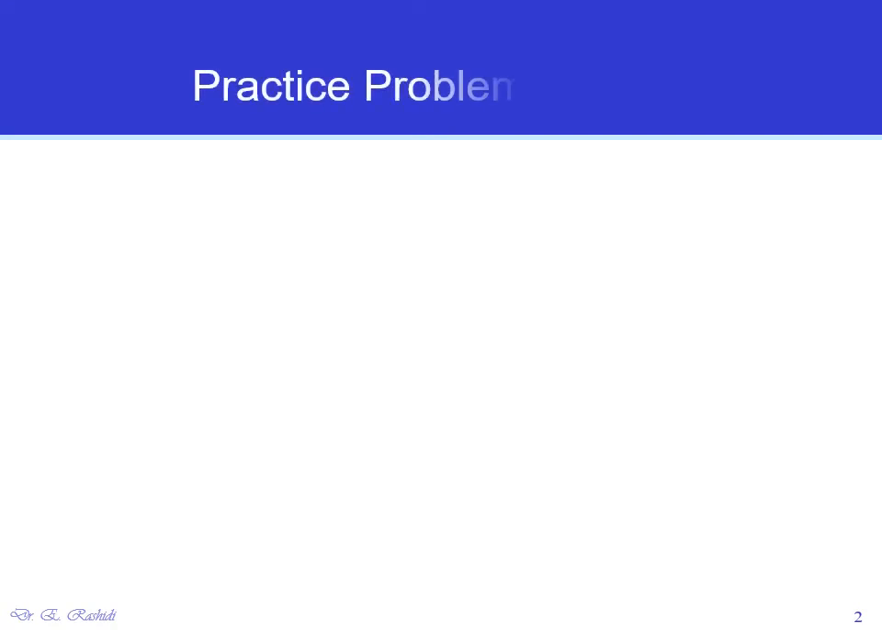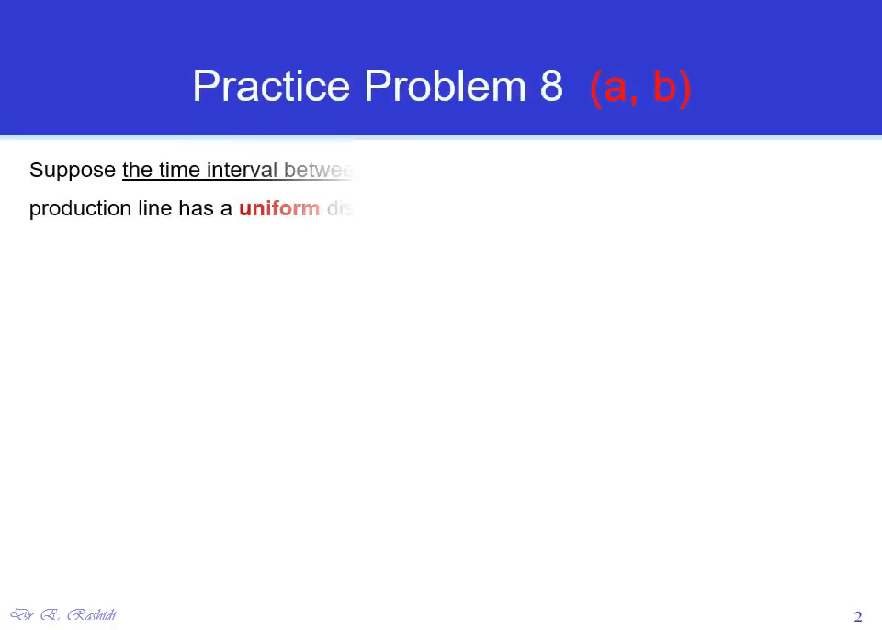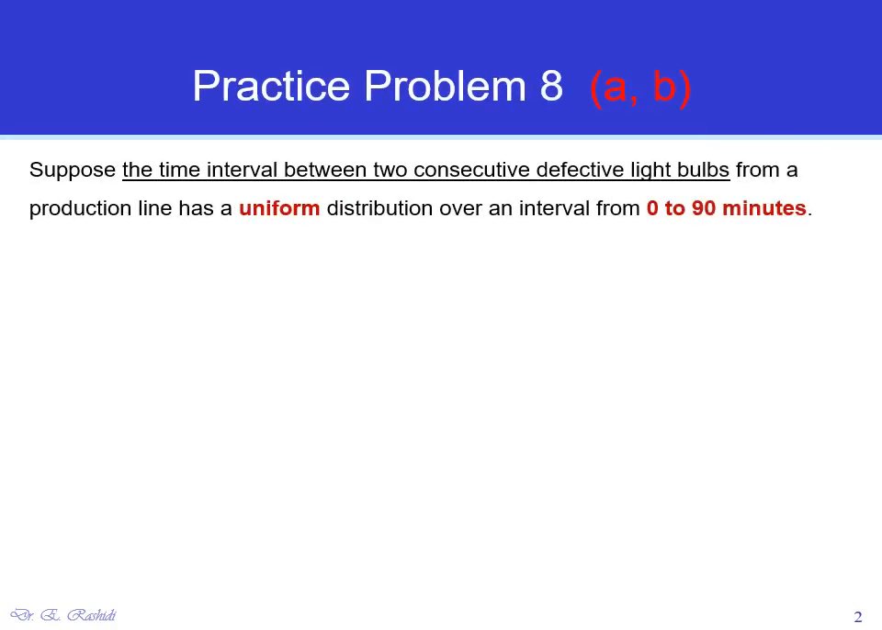Let's now do a practice problem. Suppose the time interval between two consecutive defective light bulbs from a production line has a uniform distribution over an interval from 0 to 90 minutes. Find the mean or the average of the time interval. So please pause, work on this problem, and then come back to see the solution.